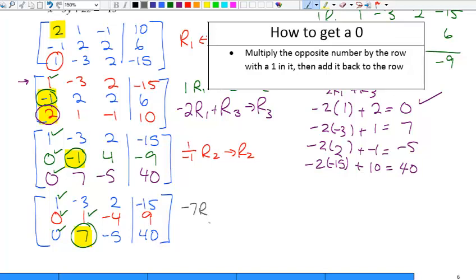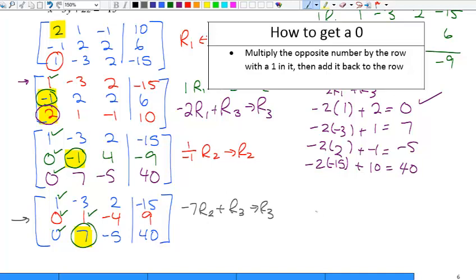Times it by the row with a 1 in it. Which is the row with the 1 in it? Well, because I'm looking in this column, the row with the 1 in it is row 2. That's the row that has the 1 in it down the diagonal. So that's -7 times row 2 plus row 3, put it back into row 3.